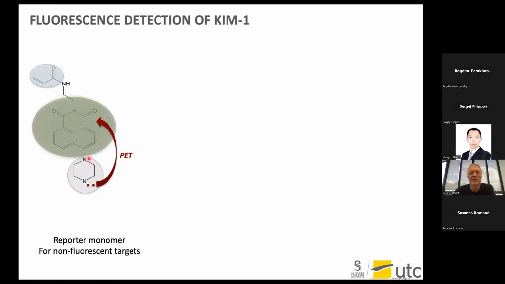This assembly of fluorophore and recognition group has the particularity that when there is no interaction with another molecule, the two electrons here will be transferred to the fluorophore and will quench the fluorescence. It's called photoinduced electron transfer. Because of this electron pair, the fluorophore actually has very little fluorescence. But now if we add our target molecule, the epitope peptide, which has carboxyl groups, this electron pair will be occupied, the fluorescence quenching will be removed, and the monomer becomes fluorescent.